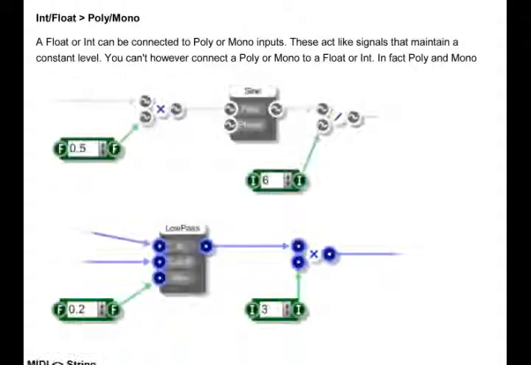Int/float, poly/mono. A float or int can be connected to poly or mono inputs. These act like signals that maintain a constant level. You can't, however, connect a poly or mono to a float or int. In fact, poly and mono connectors can only be connected to themselves.